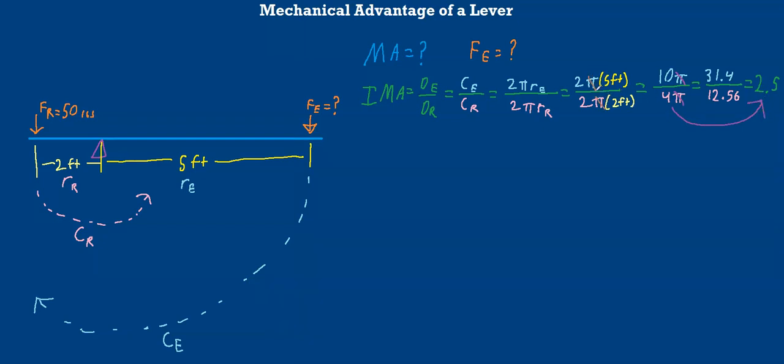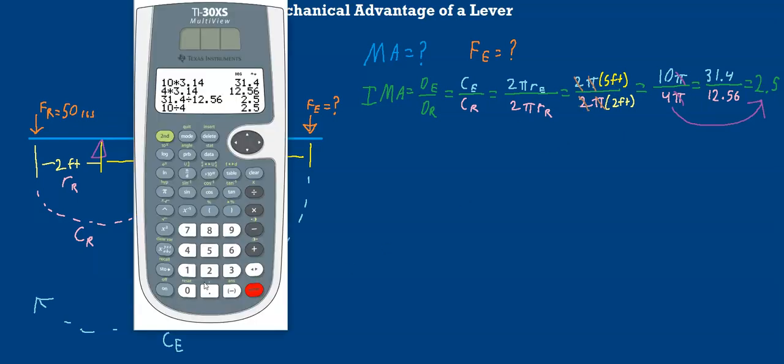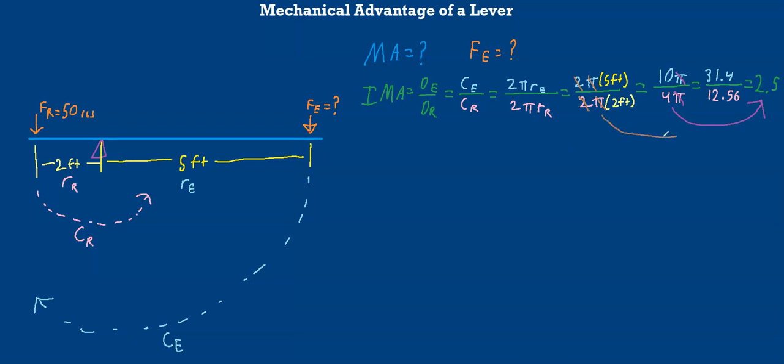We could say pi cancels out over here, and then 2 over 2 also cancels out. And so what are we left with? We're left with 5 over 2. And so we try that in our calculator. 5 divided by 2 is also equal to 2.5. And so again, it is the same.